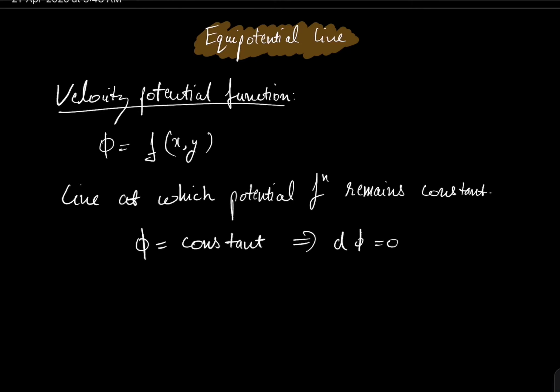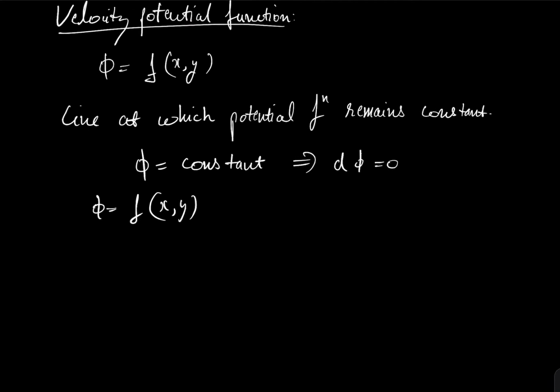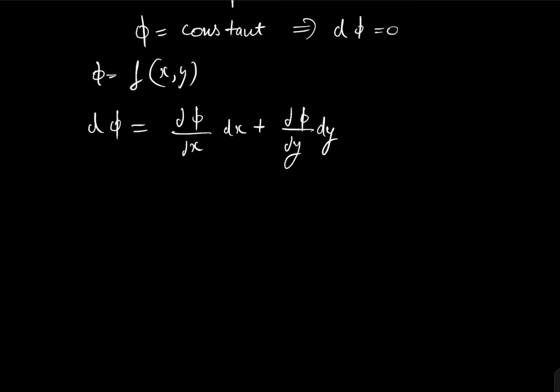To write the equation of the equipotential line, first of all, what is the equipotential line? The line at which the potential function remains constant, which implies phi is equal to constant, which implies d phi is equal to 0. So if phi is a function of x and y, I can write d phi as del phi by del x into dx plus del phi by del y into dy. It's quite simple. Now we also know, as we studied in the class of velocity potential function, that del phi by del x is equal to minus u, and del phi by del y is equal to minus v.